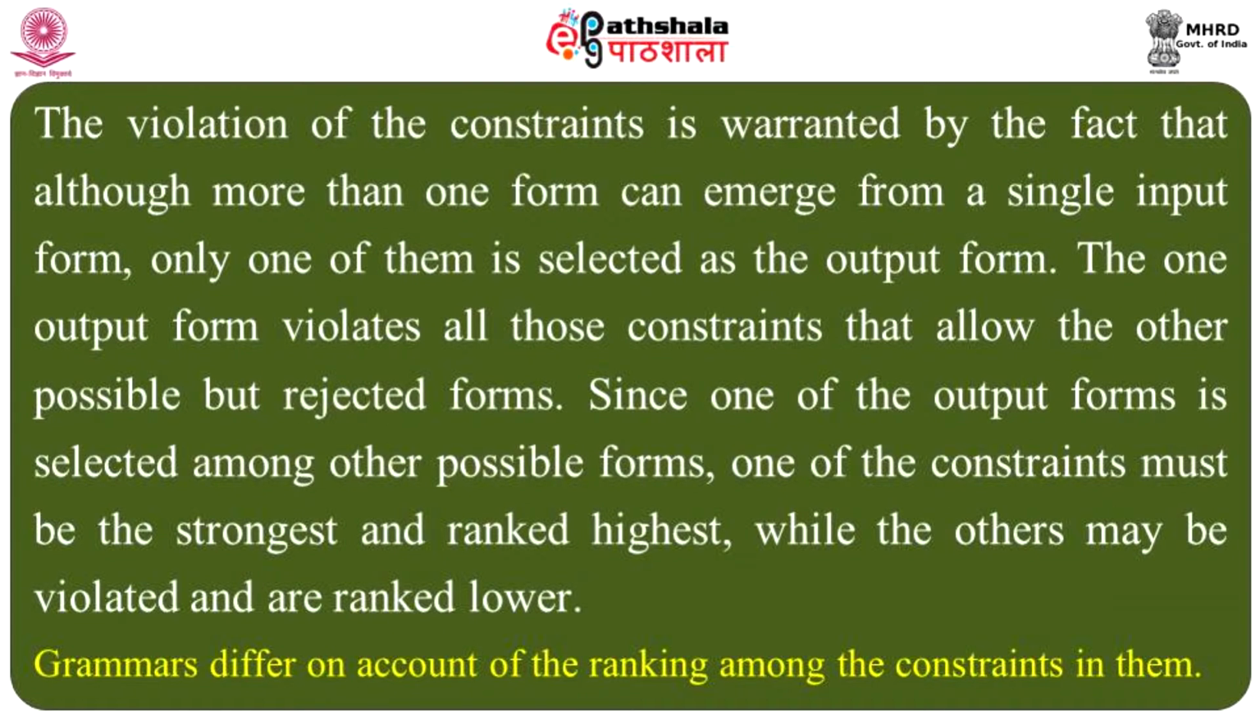Now, why are universal constraints violated? The violation of the constraints is warranted by the fact that although more than one form can emerge from a single input form, only one of them is selected as the output form. So the one output form violates all those constraints that allow the other possible but rejected forms. Since one of the output forms is selected among other possible forms, one of the constraints must be the strongest and ranked highest, while the others may be violated and are ranked lower.